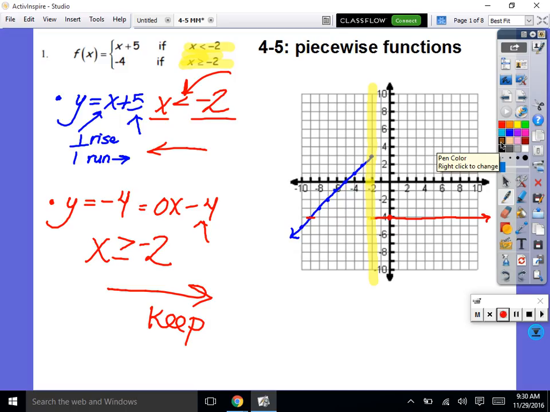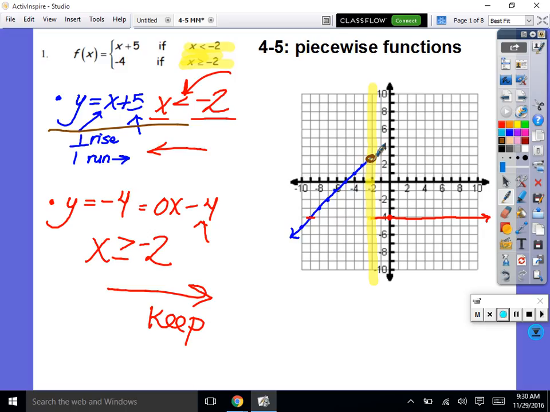So the last thing we've got to do here is notice how this one doesn't have an equal sign. That means it's not including -2. X equals -2 is not included. Since there's not an equal sign, and that was on the line, we've got to go back to the line. Here's our highlighted line at -2. We've got to put an open circle where that function is at -2.